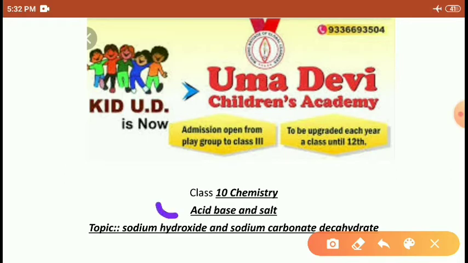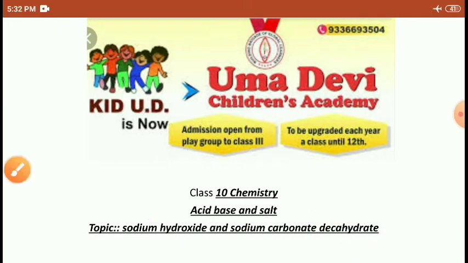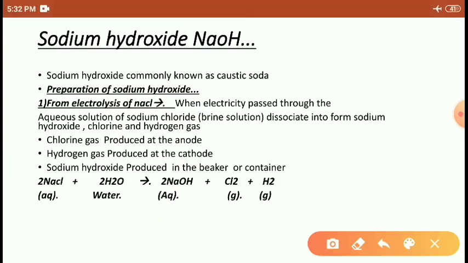Our chapter is acid, base and salt, and the topic is sodium hydroxide and sodium carbonate properties. Here we are discussing the properties of sodium hydroxide and sodium carbonate. Right students? So the first one is sodium hydroxide.